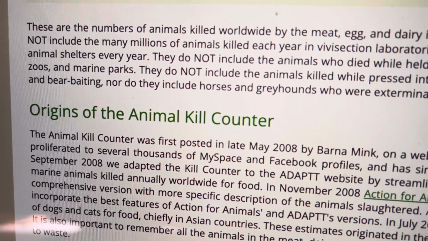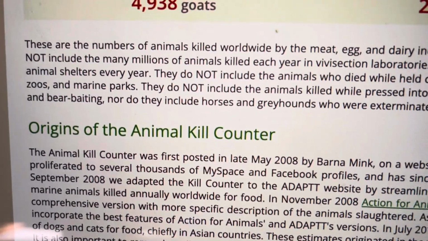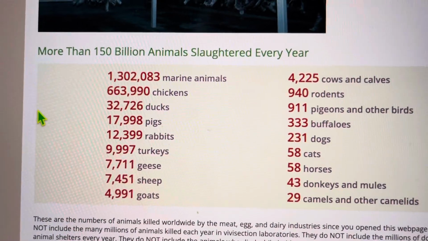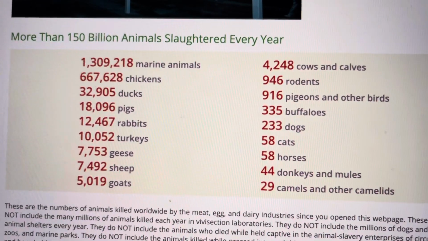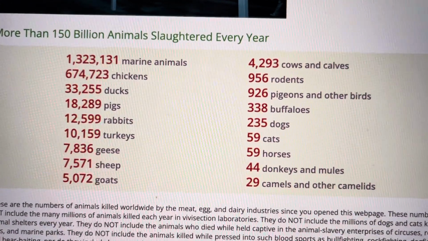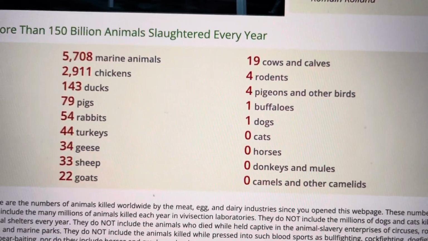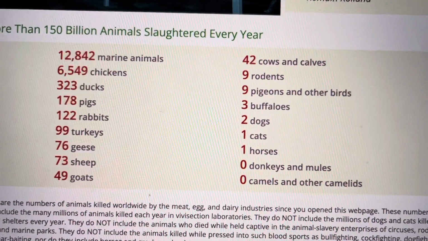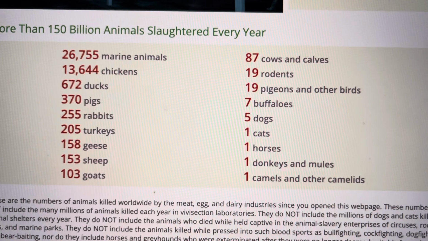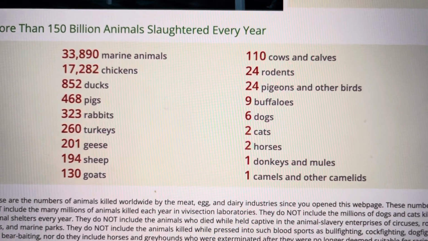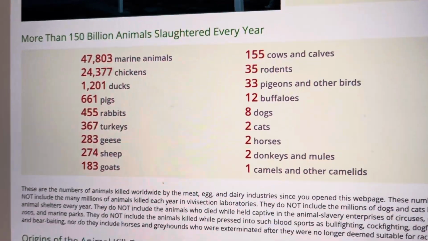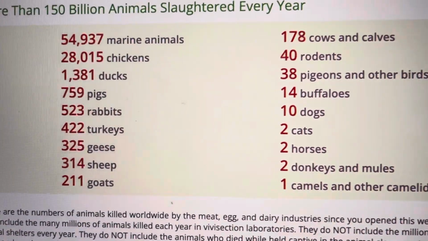Origins of the kill counter you can find by going to the site. Let's go back to looking at the animals. I'm going to reset my computer right now and you'll see how quickly it goes back up. Going to the top now, I'm pressing the reset. We started off at zero. And now if you look at the marine mammals, they're already at 20,000, 23,000, 30,000. These are the animals being killed right now worldwide. Many of them unnecessarily so.